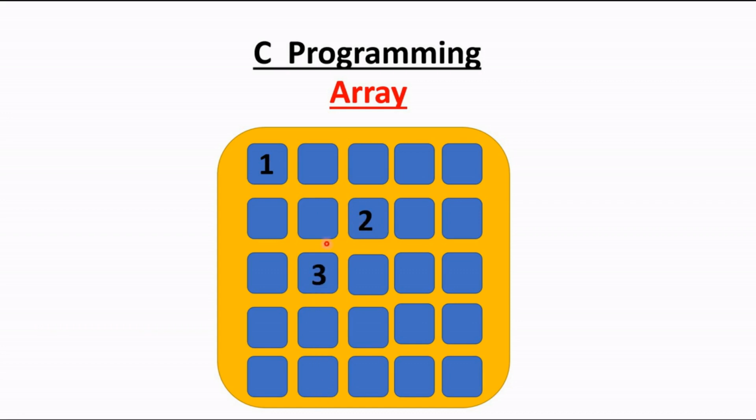In this way, 3 will be stored, then 4, 5, and all the values will be stored in this way. And these values are stored totally randomly. That means it is not consecutive, that after 1, 2 will be stored. In this way it does not happen. It happens randomly. But suppose I want to store the marks of 5 students.